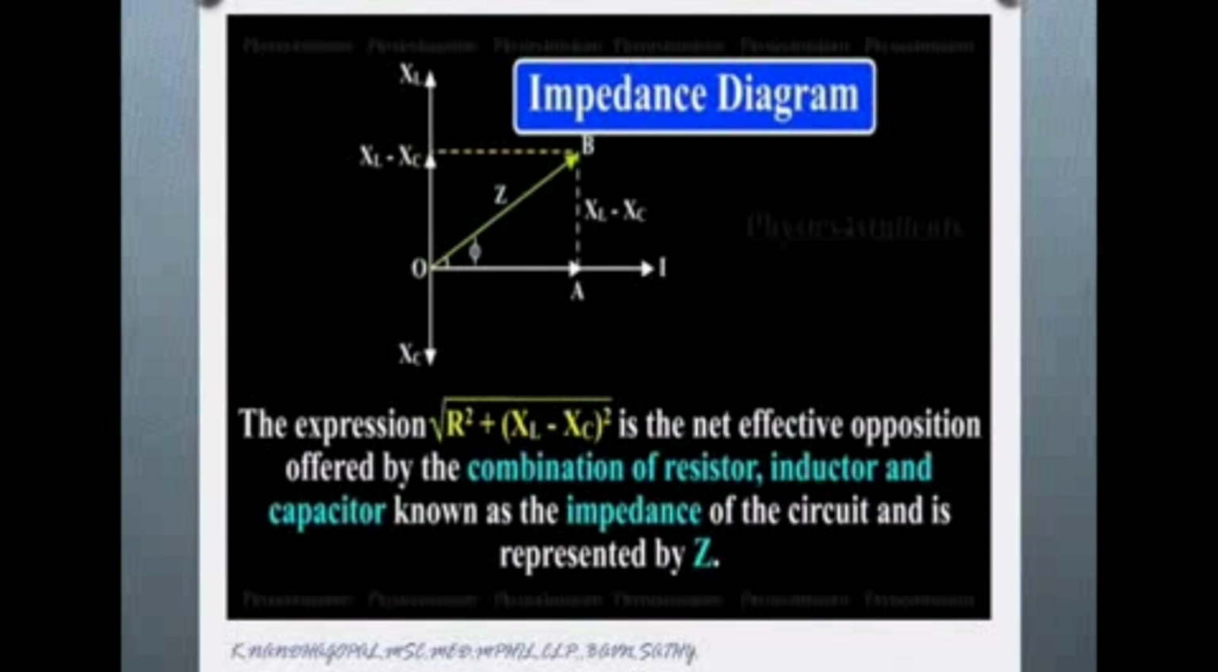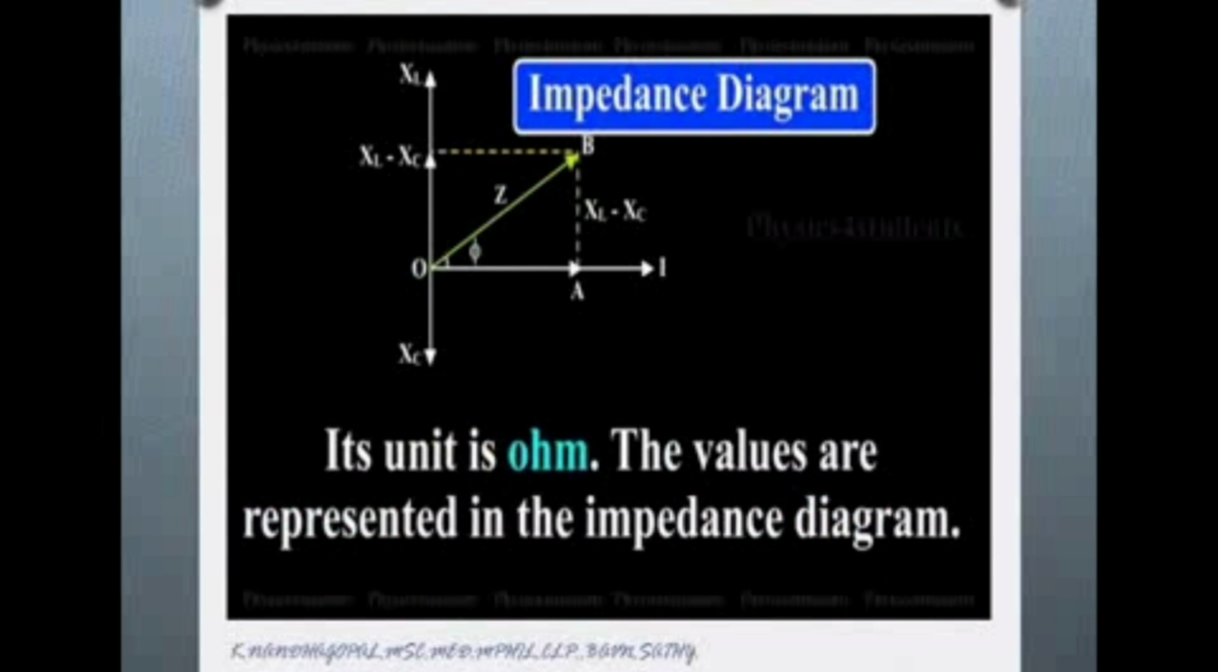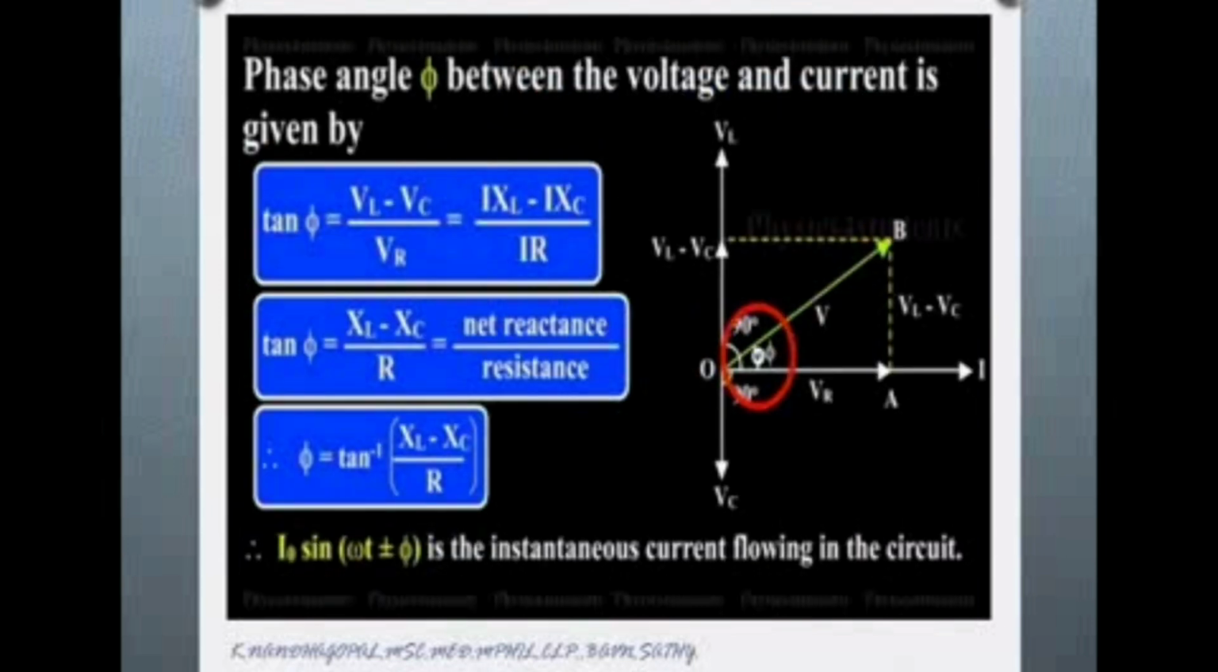Now the impedance diagram. The expression square root of R square plus XL minus XC the whole square is the net effective opposition offered by the combination of resistor, inductor and capacitor, known as the impedance of the circuit, and is represented by Z. So XL minus XC, or you can write VL minus VC. So it's called the impedance diagram. Only the triangle is in your book.